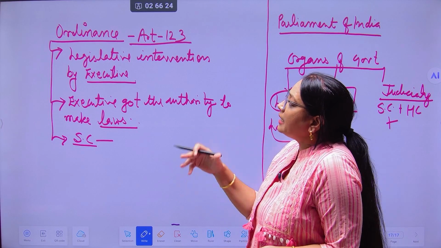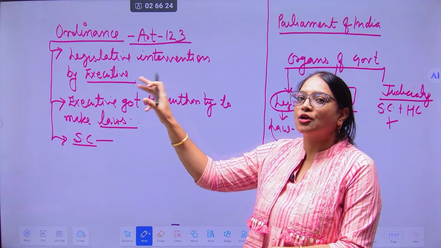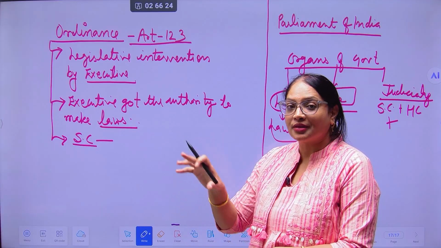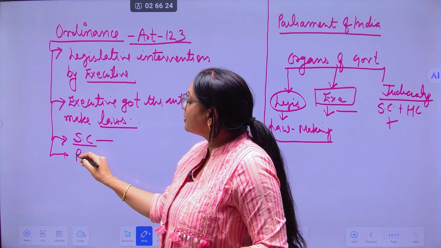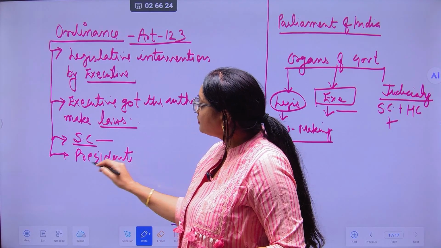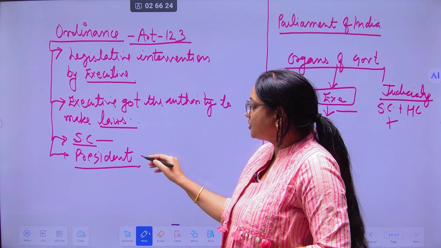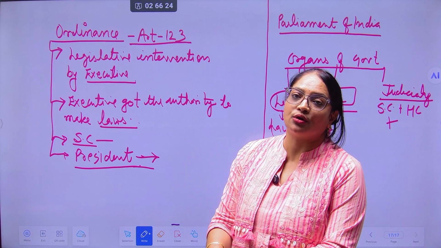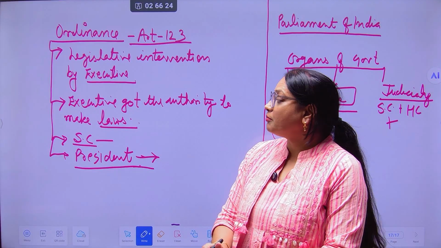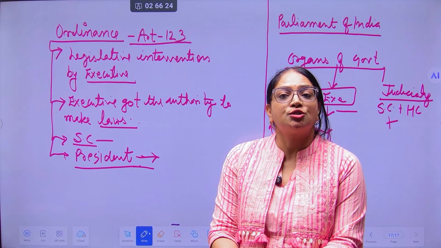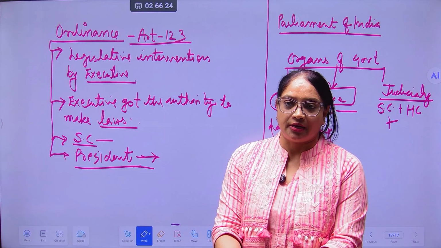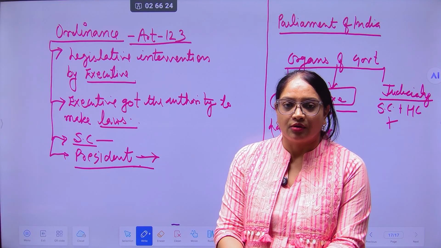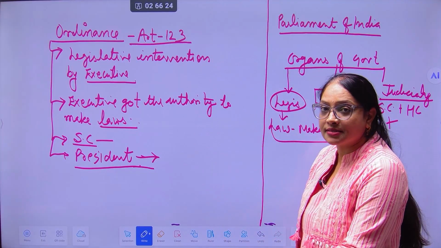So here, it is the executive where lawmaking authority they are using. So here executive means who is using this power on behalf of whom, right? Here the president is using this power on the aid and advice of the council of ministers, right? It means that ordinance promulgation is not a discretionary power of the president. It is only on the aid and advice of the council of ministers. Got it? So this is the basic meaning of ordinance.